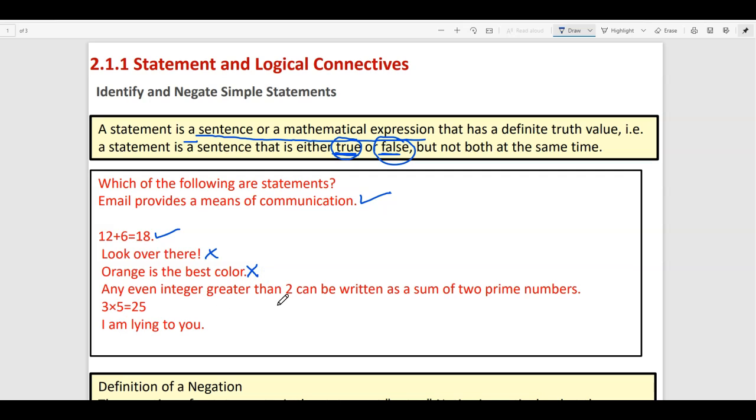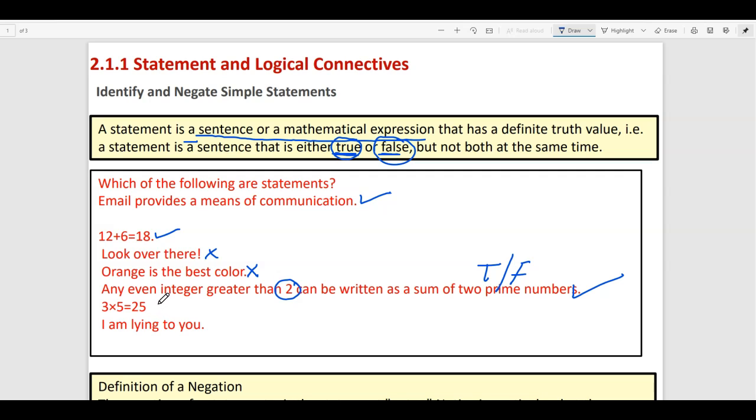An even number greater than 2 can be written as a sum of two prime numbers. Now, I'm not looking to write down all the even numbers. I'm not looking to write down all the prime numbers, but I'm just going to take a step back and see, an even number greater than 2 can be written as a sum of two prime numbers. Now, the question is, is this a statement or no? Remember that this could be either true or this could be false. So that means this is a statement.